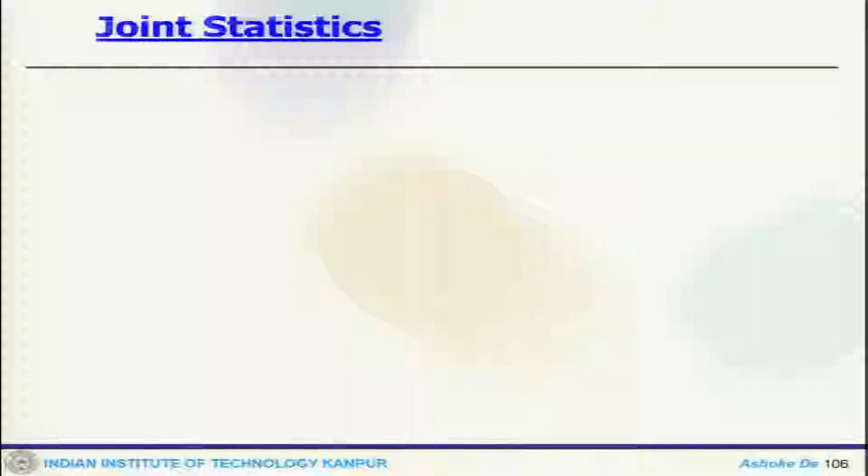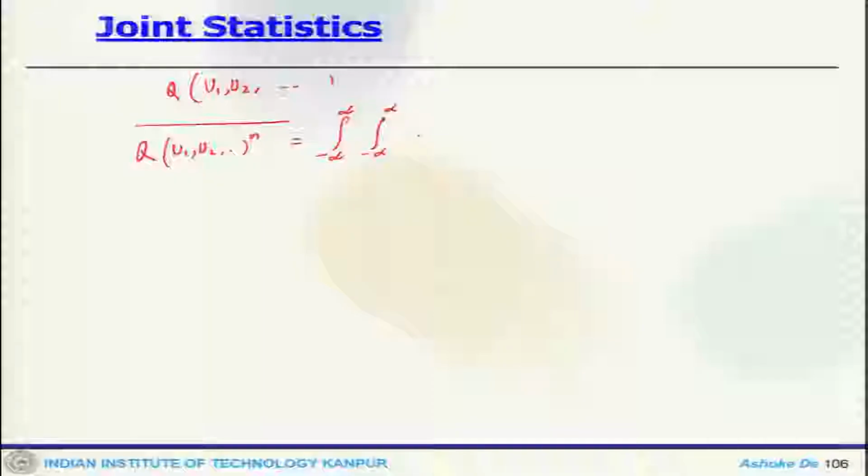Now, we look at the joint statistics for, let us say, a function Q of u1, u2, and then the central moment, which is the integral from minus infinity to plus infinity of Q(v1, v2) f12(v1, v2) dv2 dv1, something like that.